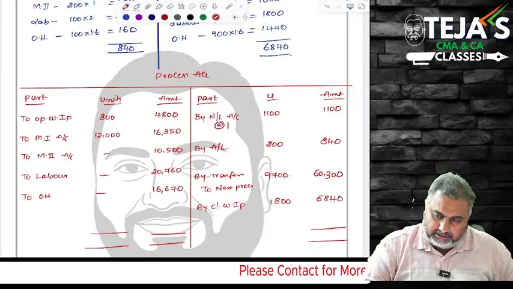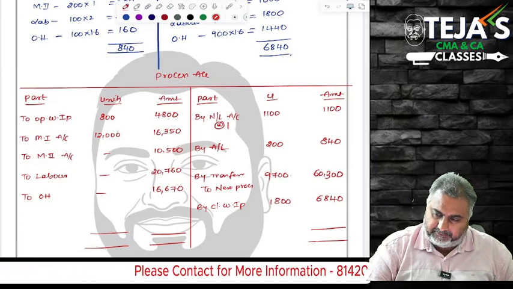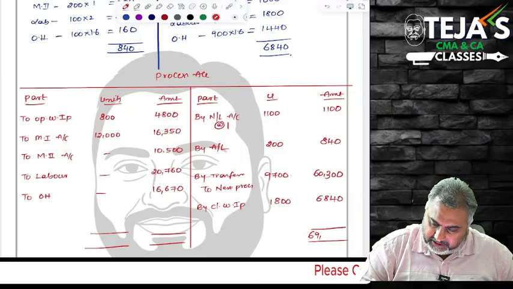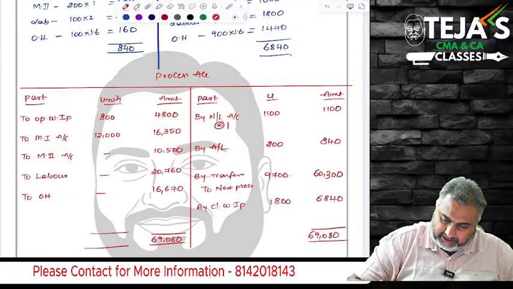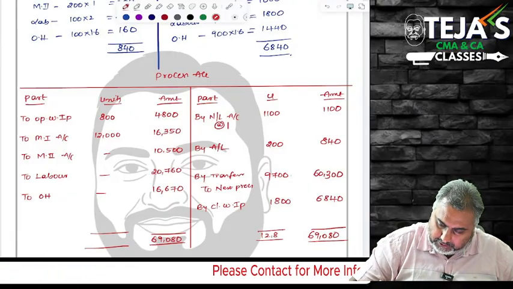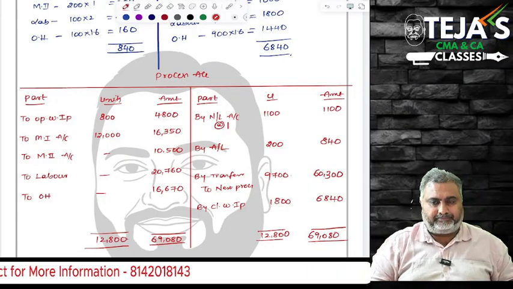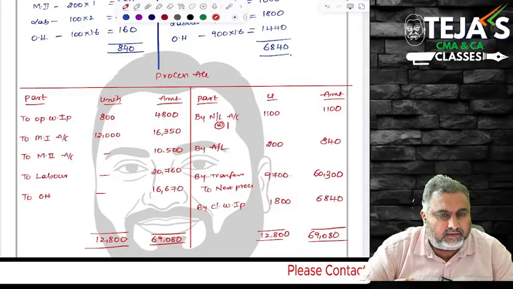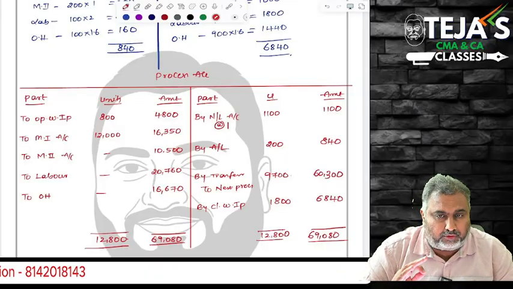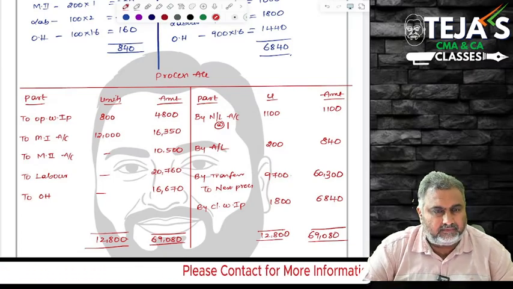So 60,300 plus 6,840 plus 840 plus 1,100 is equal to 69,080 rupees, 12,800 units. This is the way we are supposed to calculate equivalent production if you have two materials under the first in first out method.